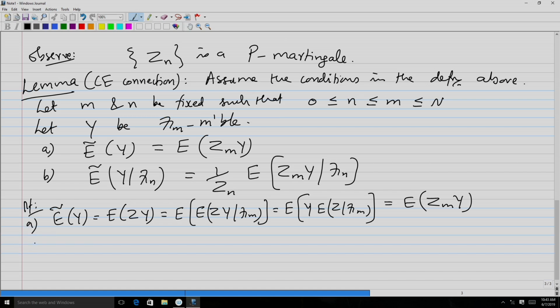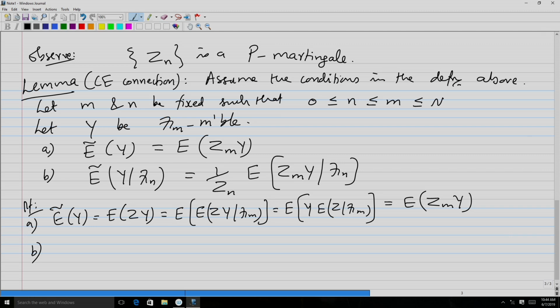Now, for part B, the first thing you want to show is that E tilde of Y given F_n is given by the quantity on the right hand side. So, you will use the characterization to show that something is a conditional expectation of some random variable given a sigma field under some probability measure. Then you have to show the two properties of the characterization.